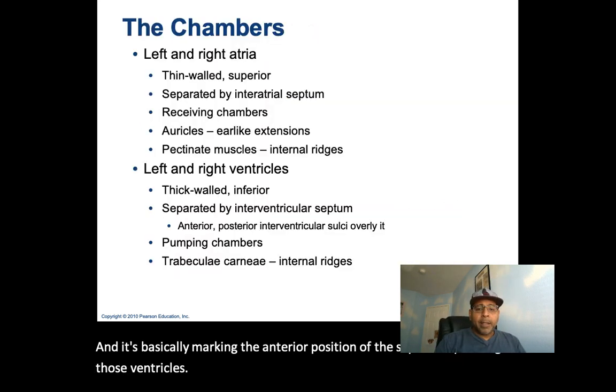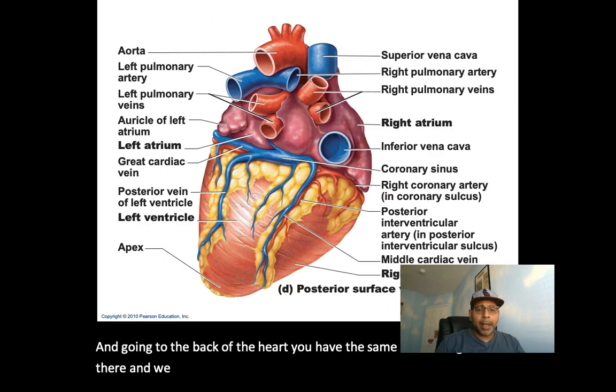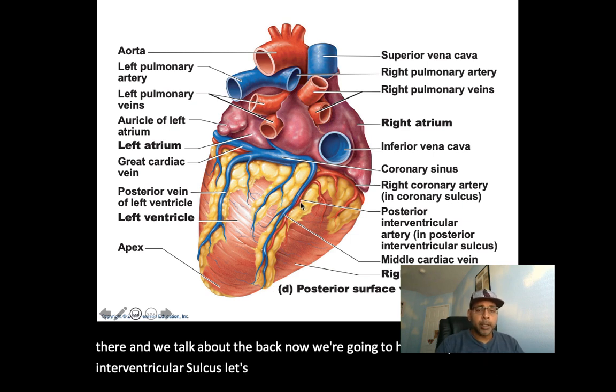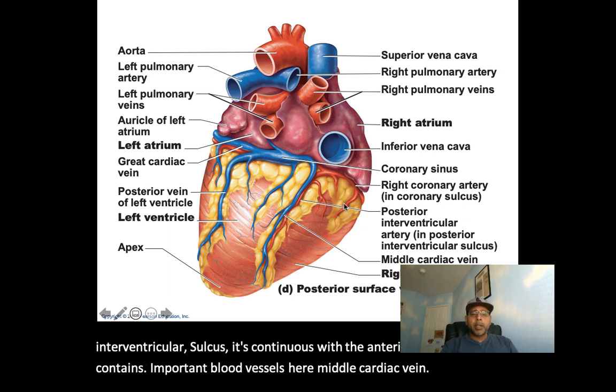And going to the back of the heart, you have the same exact thing back there. When we talk about the back, now we're going to have the posterior interventricular sulcus. It's continuous with the anterior, and it also contains important blood vessels here: the middle cardiac vein, and you can see the posterior interventricular artery.